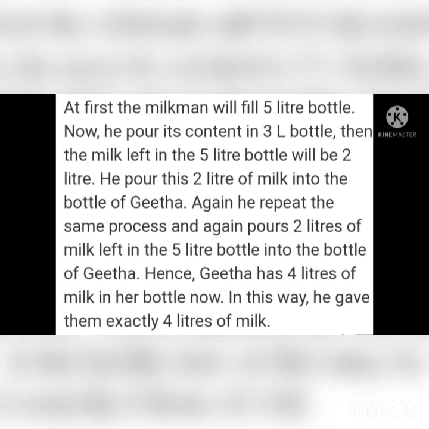Okay. Then again he did this. Again he filled the 5 liter bottle and with the 5 liter bottle he transferred the milk in the 3 liter bottle. Then when he transferred, again 5 minus 3 is 2. So 2 liters of milk is now left in the 5 liter bottle. So again he poured that 2 liters of milk in Geeta's bottle. So now it is 4 liters. So Geeta has got 4 liters of milk. Okay, this is how he did it.